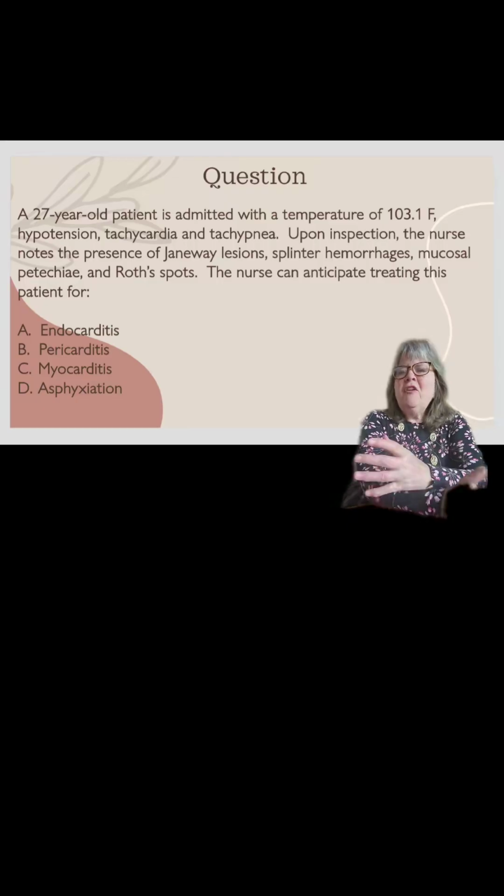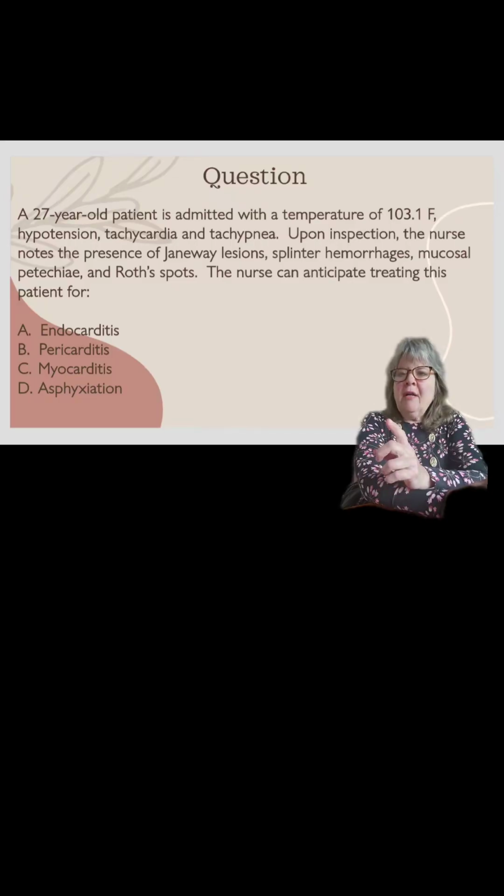layer. Now, at first, in this scenario, I was going to say that this was an IV drug user. But then I thought that would really give it away. Maybe on the CCRN or PCCN, they would have that this patient is an IV drug user. But I decided to withhold that information just to force you to think about in what situation would we find the Janeway lesions, the splinter hemorrhages, mucosal petechiae, and Roth spots.